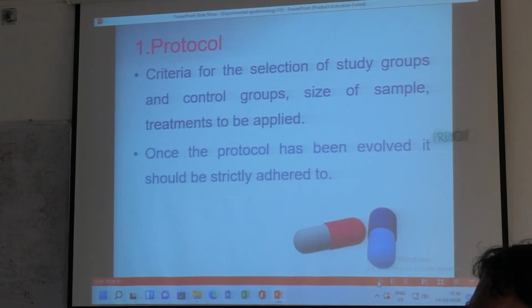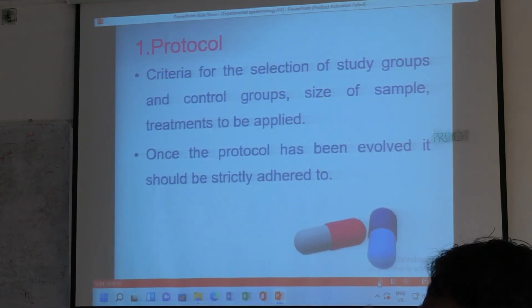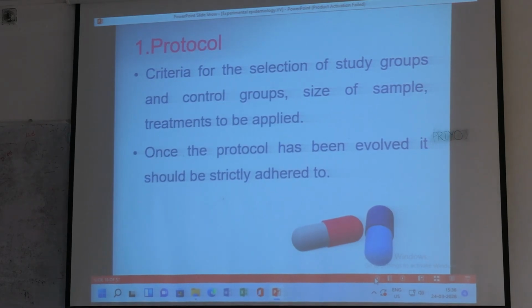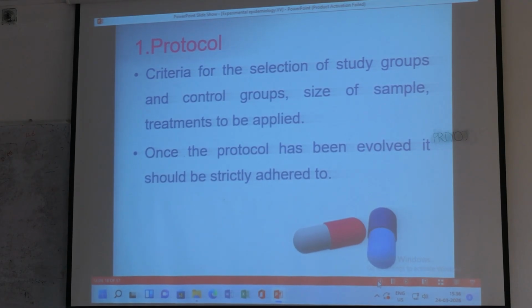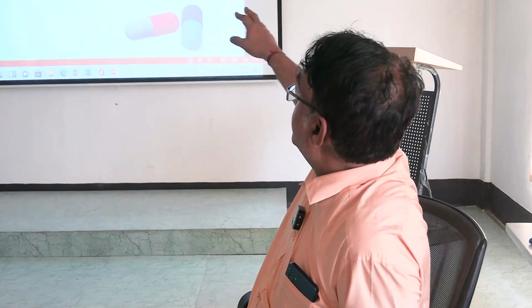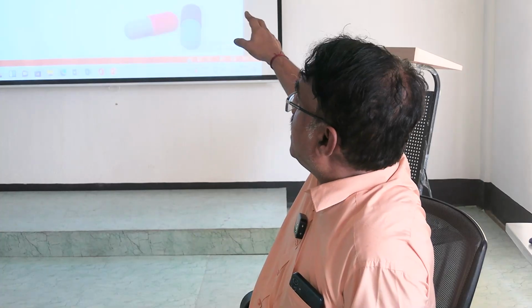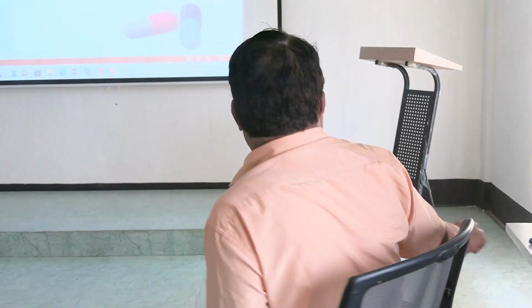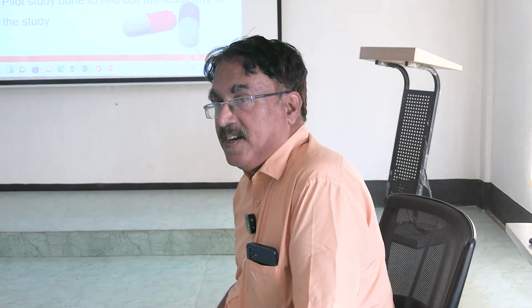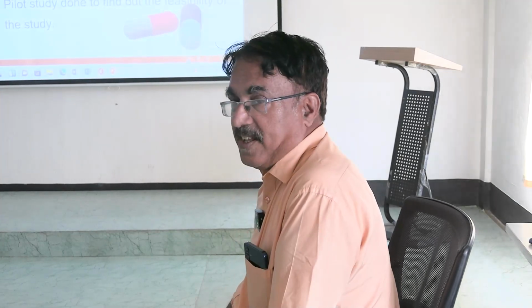So here, what is the protocol? Protocol means you decide the sample size, what the control group is, what the study group is, and what you are going to give. Now suppose I take 50 medical students and 50 nursing students. I decide I am giving the nursing students this medicine, and the medical students that medicine. That is the protocol. So decide the selection of study groups, control groups, size of sample, and treatment to be applied, and once the protocol has been evolved, it should be strictly followed. And before that, you do a pilot study to find out the feasibility of the study.